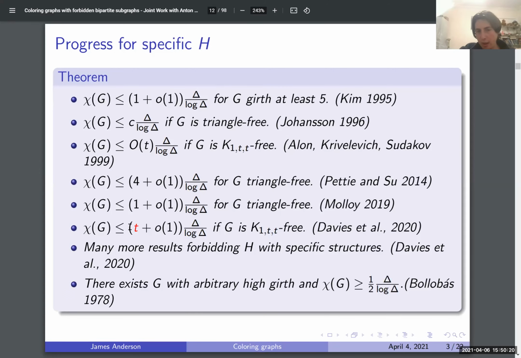How does this upper bound compare to the best known lower bound? Well, a construction in 1978 by Bollobás shows that there exists G with arbitrarily high girth, but the chromatic number is at least 1/2 delta over log delta. So the best upper bound that we have on some of these graphs is 1 plus little o of 1, which is about a factor of 2 away from the best known lower bound.